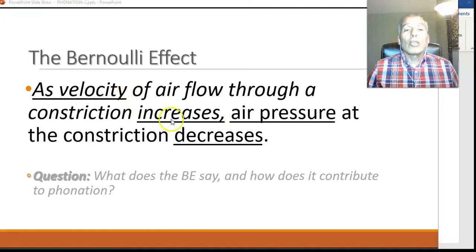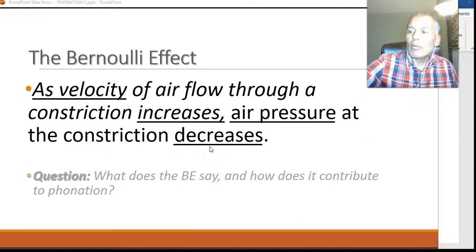But you need to know the words. When I say precisely, what does it say? You have to understand it first. You have to memorize it, so that every word you say is absolutely in its place. So it says, as velocity of airflow through a constriction increases, as the speed of air that is passing through a constriction increases, air pressure at the constriction decreases.